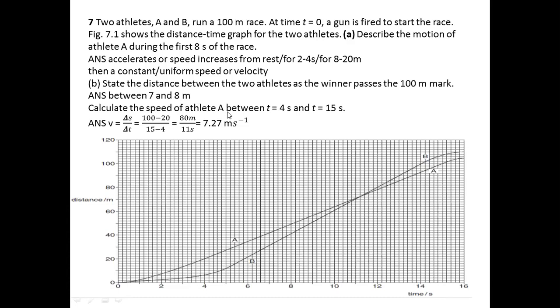Next part, calculate the speed between the time interval 4 second to 15 second. Speed in case of a distance-time graph is equivalent to the gradient, and speed is equal to change in distance over change in time. When time is 15 second, the distance traveled is 100. When time is 4 second, the distance traveled is 20. So 100 minus 20 becomes 80, and 15 minus 4 becomes 11. So the final answer is 7.27 meter per second.